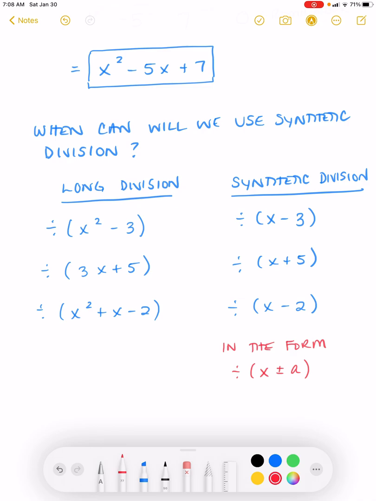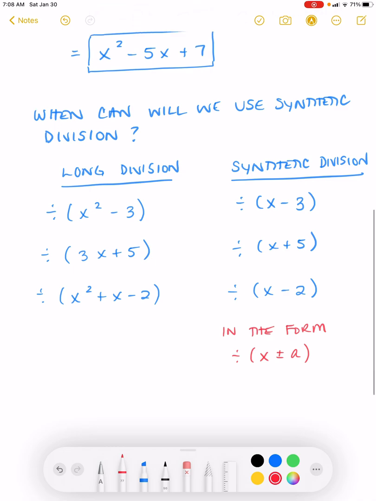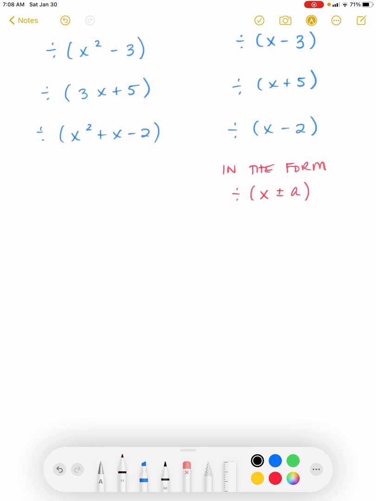It's not that you can't use synthetic division for these long division problems over here. It's just that it requires extra bells and whistles, and the long division will actually end up being easier. Okay, so that's the when to use it. Let's go ahead and take a look at another example.